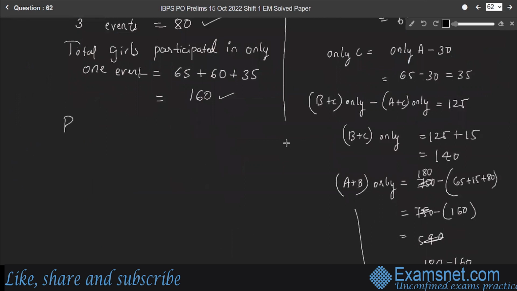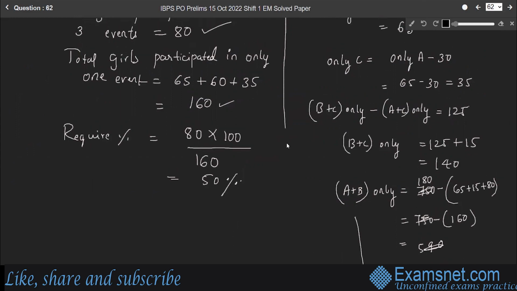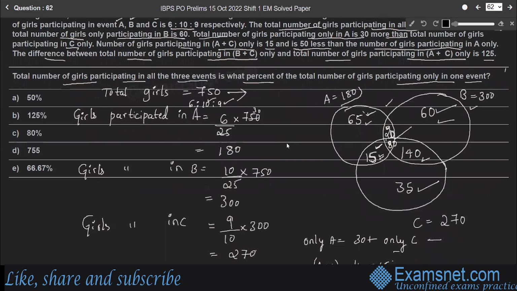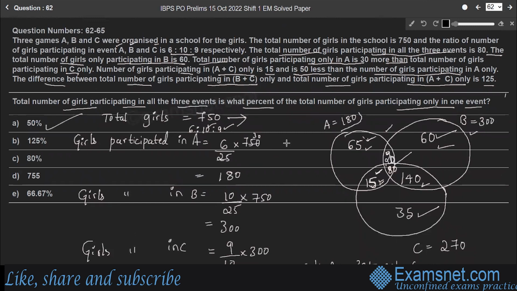Therefore, required percentage is, number of girls participated in all the three events, 80, is what percentage of the number of girls participated in only one event. Therefore, it is 50%, because 80 is half of 160. Therefore, option A is the right answer. Total number of girls participating in all the three events is 50% of the total number of girls participating in only one event. Option A.